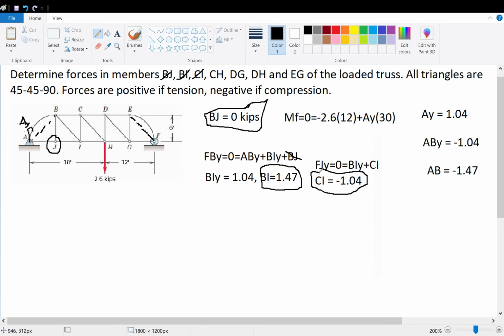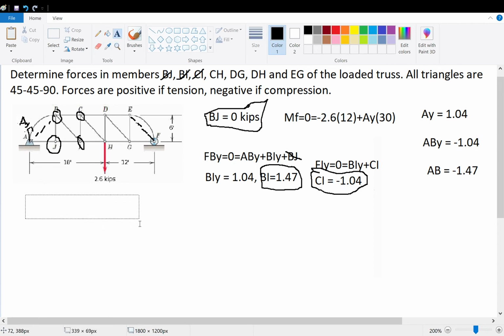Just going to circle that over there. And then you can move up to the next joint, which is C. So I'm just going to circle the joints after we do each one. So now you do the vertical Y component of forces at C. And now you have CI, which means you can easily find CH.